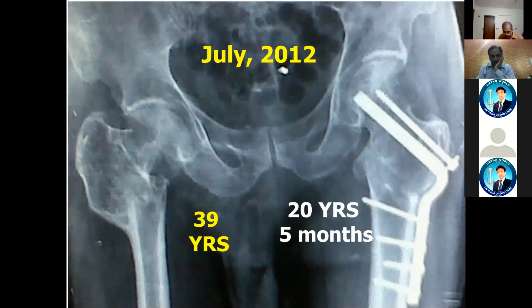So this is one case of macromedullary osteotomy on one side. This is valgus osteotomy on the other side. This osteotomy was done by my boss 40 years back, and this is a 39 years follow-up, and this is 20 years, 5 months follow-up. Osteotomy done by me in this institution at Rohtak. Now I'm at Max Saqib.